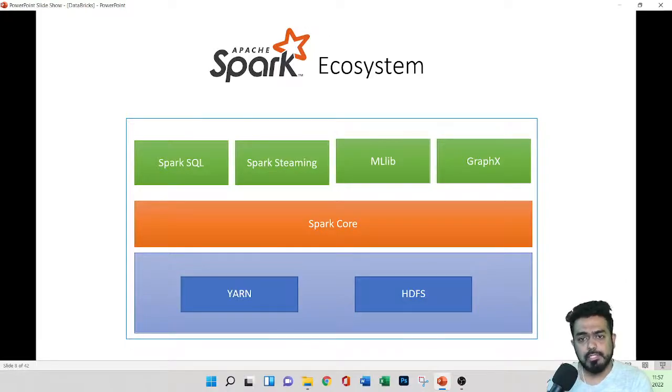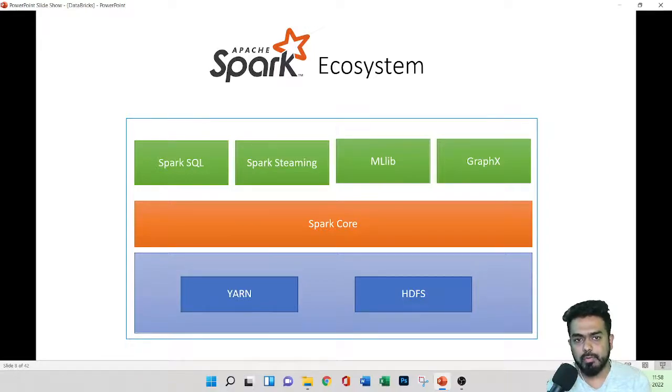So when we talk about Spark, the Apache Spark ecosystem has some components. Spark incorporates various inbuilt libraries and components. You can see we have Spark Core, Spark SQL, Spark Streaming, Spark MLlib, and Spark GraphX. These are some of the major components.